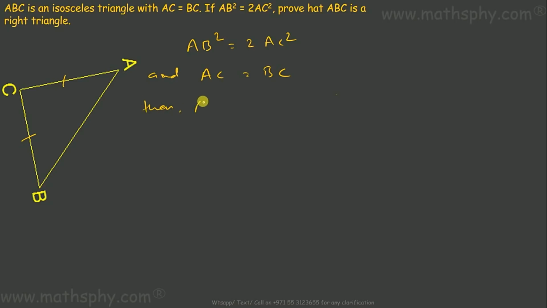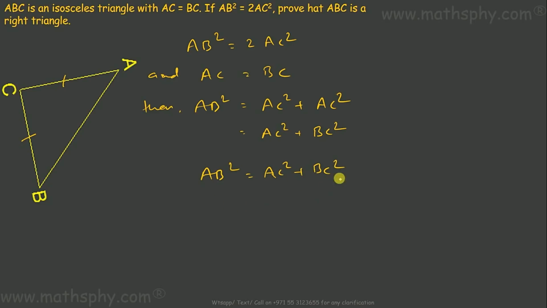Then AB square, in place of 2AC square, can I write it as AC square plus AC square? Okay. Can I take one of the AC squares as BC square, since AC is equal to BC? Now I have AB square equal to AC square plus BC square.